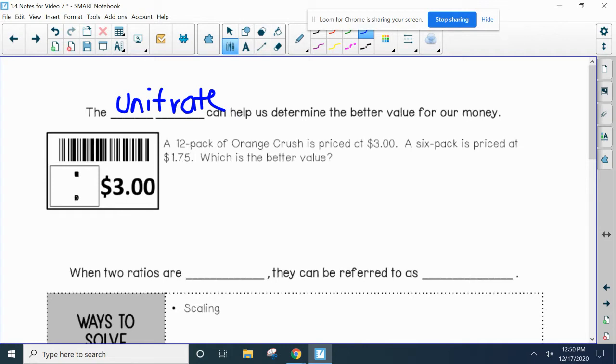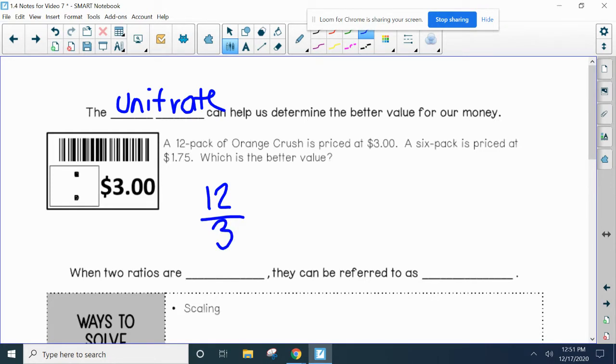A lot of times, you might think to do this, you might not. Your parents might do it. I figure out how much it's going to cost me for one, because sometimes you assume that the bigger pack is going to be cheaper per soda, but it might not be. Sometimes it's cheaper to get the smaller pack, but you have to figure out that unit rate to determine that. So if I want to figure out my unit rate, I'm going to say that I have a 12-pack of Orange Crush priced at $3.